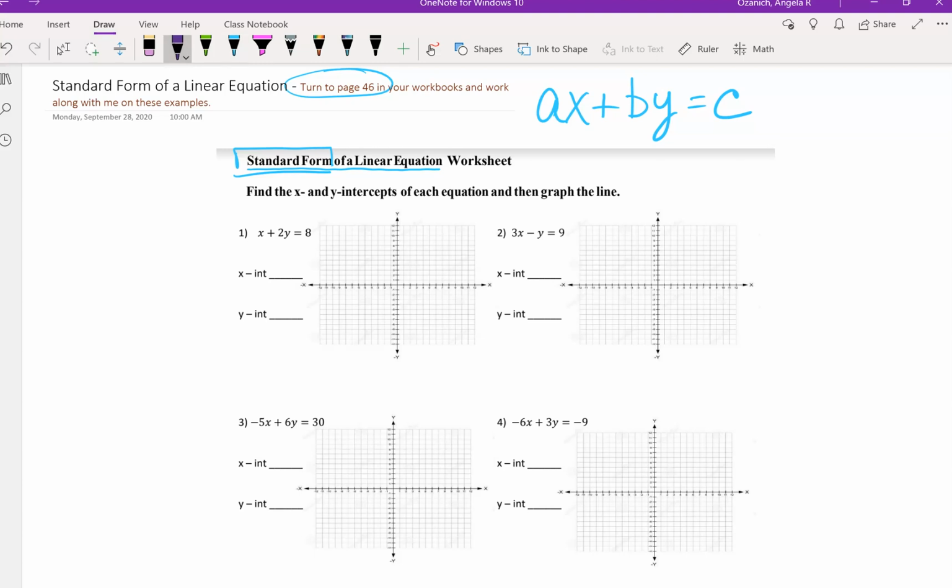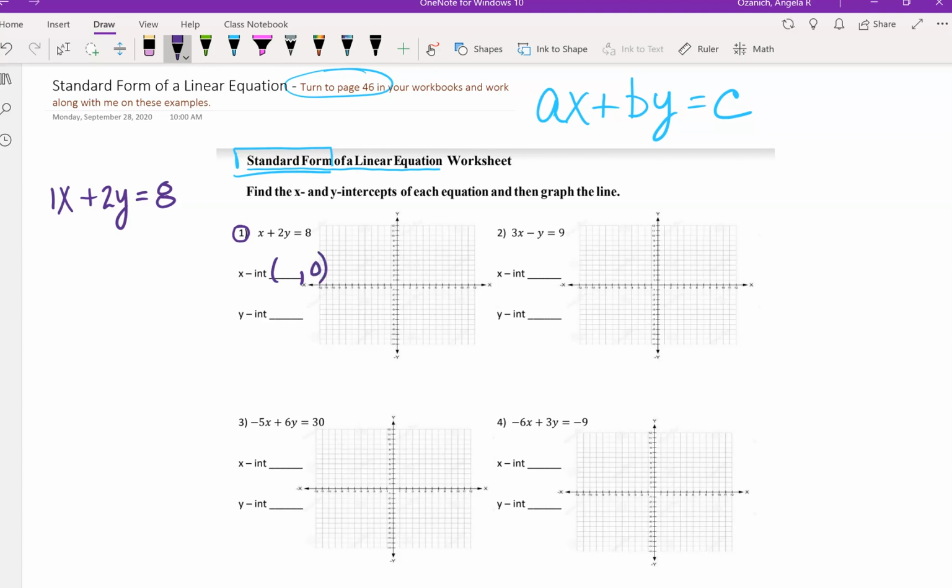And what you see is on these questions that we're doing for our examples, in this case, I'm just going to write it over here to the left. It's actually 1x, there's an understood 1 right there, plus 2y is equal to 8.